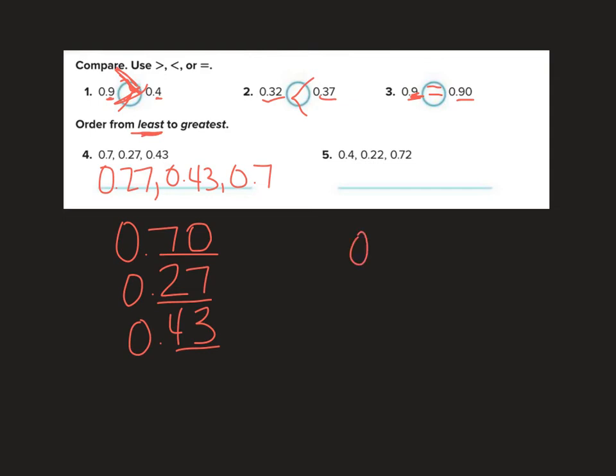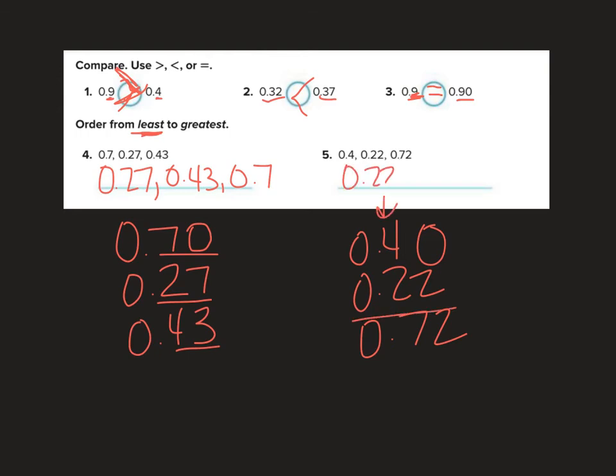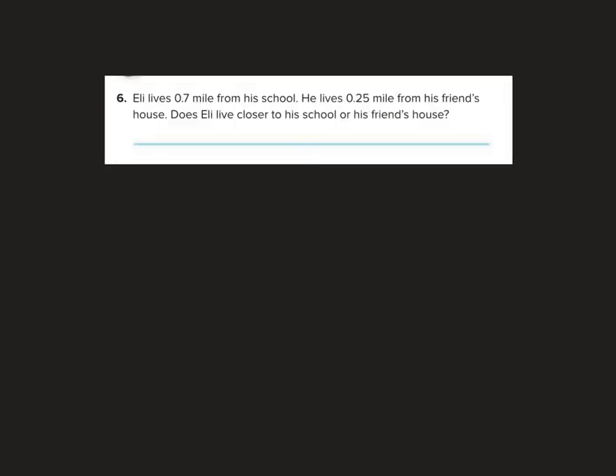Okay, let's stack them. Okay, let's get that 0 in there. So least is going to be 22 hundredths. Then it's going to be 4 tenths. And then 72 hundredths. Again, I'm looking at this place here. 2 is the smallest, then it's 4, then it's 7. 2, 4, 7. So that was the order that we did it in.